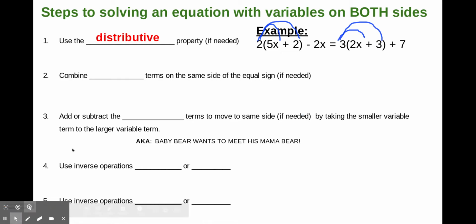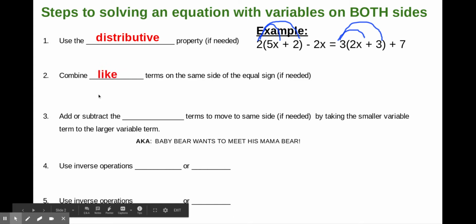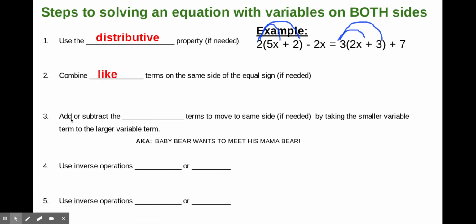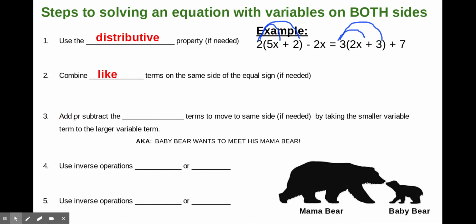Once you do the distributive property, then we're back to where we were yesterday, where you're going to combine your like terms on the same side of your equal sign if needed. Then you're going to add or subtract the variable terms to move them to the same side if needed by taking the smaller variable term to the larger variable term. And again, that is one long sentence that you're not really going to remember, other than you need to take the variable terms from one side to another.